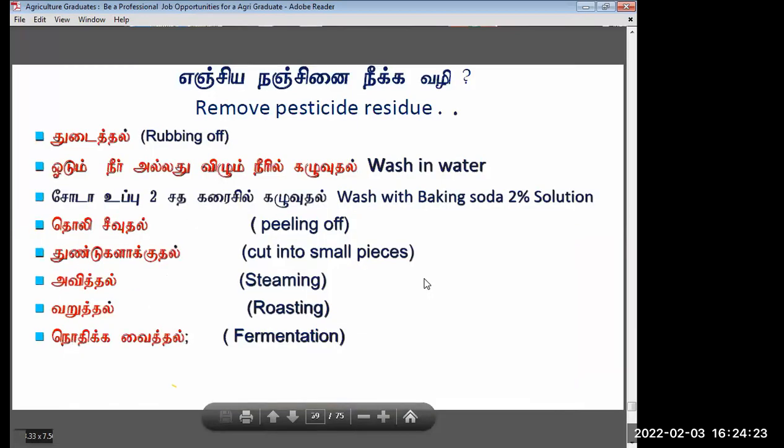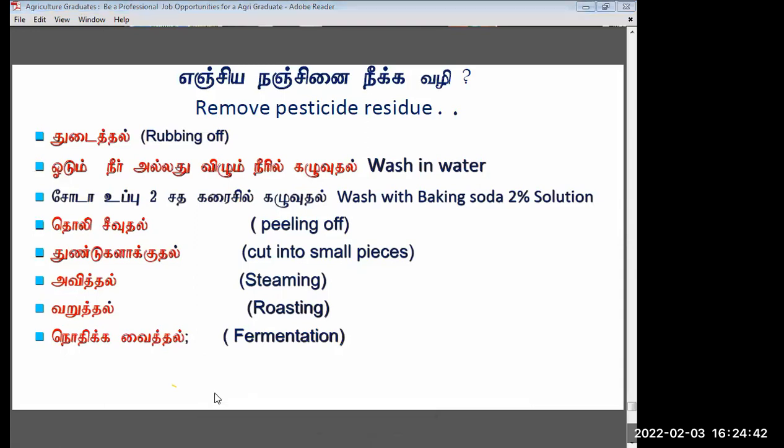Then how to remove pesticide residue? Everybody says that farmers are using many pesticide sprays on vegetables, and there is toxicity. Everybody is suffering from cancer, and they say it is from pesticide only. But cancer is due to many things. Earlier there were 30 crores of people with some 30,000 cancer cases. Now there are 300 crores of people, so you multiply by 10.